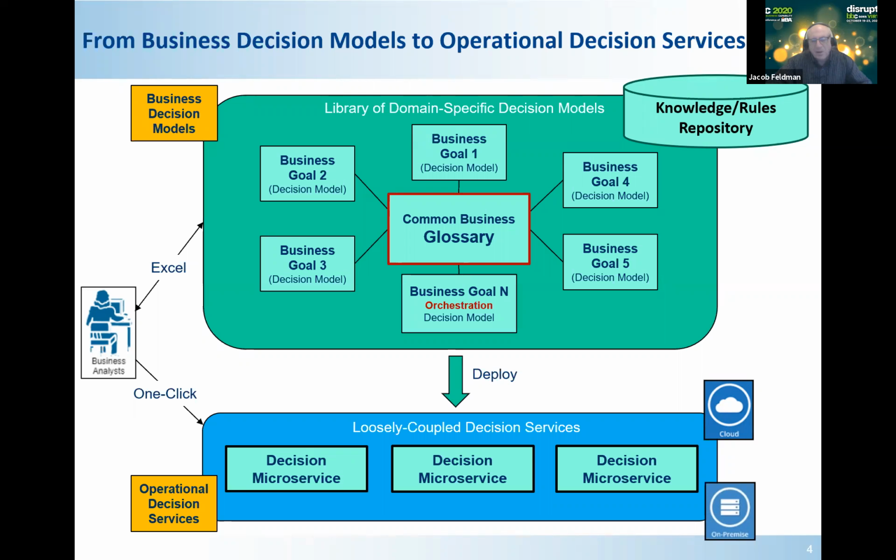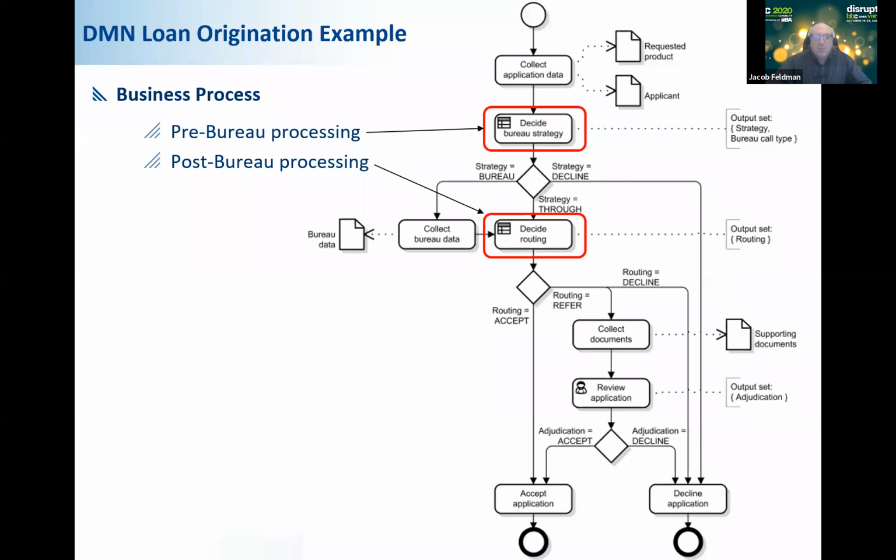It's up to you. Okay, so this is our DMN loan origination example. It describes a quite typical loan origination business process that consists of two processes, pre-bureau processing and post-bureau processing. So basically, an applicant filled out an application, and the first step is to collect this application data and make a decision before we go to the credit bureau.